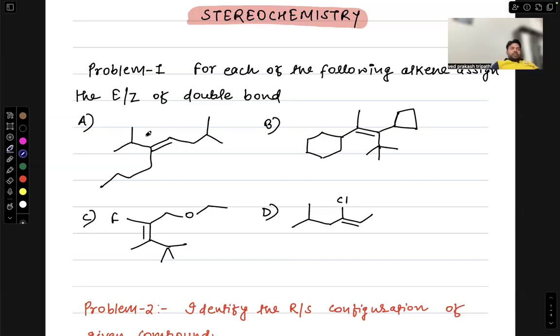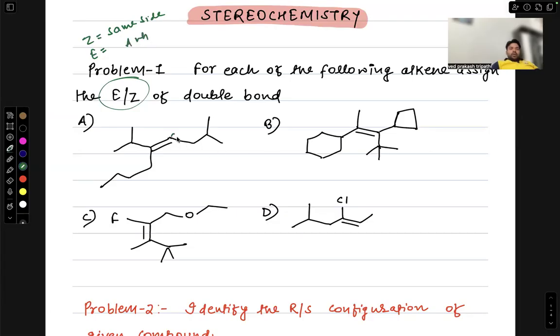Okay, the very first question, we have to find out the E and Z naming system. So we have very clear information: when two high priority groups are on the same side, Z means same side, and E means anti side.